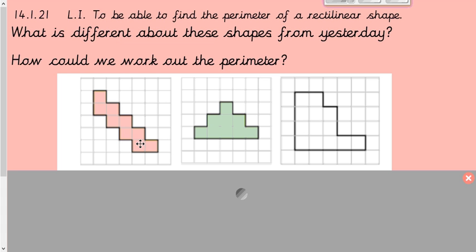Okay, so how would we work out the perimeter of these shapes? Think about how it's different from yesterday, and think about how we work out perimeter. So perimeter is where we work out how far it is around the shape. Imagine looking at the shape over here, the pink one, if you're starting from here and you want to get all the way around this shape, how far would it take you? How many boxes would you have to get across? So what you need to do is just literally count the squares. Count how many squares it goes along.